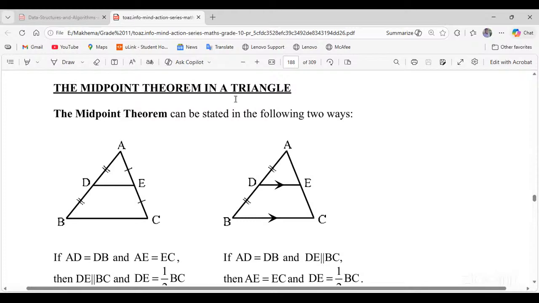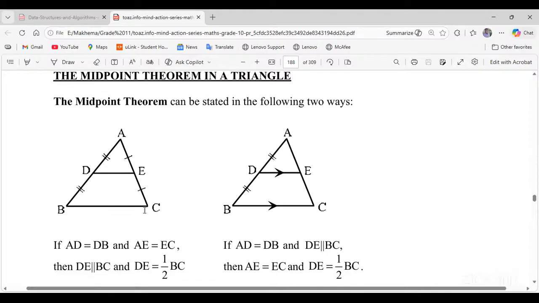So, the midpoint theorem in a triangle. The midpoint theorem can be stated in the following two ways. Given these two triangles ABC, you are given that the line AD is equal to DB, and the line AE is equal to the line EC. Then, if you are given this information, you can come to the conclusion that DE is parallel to BC.